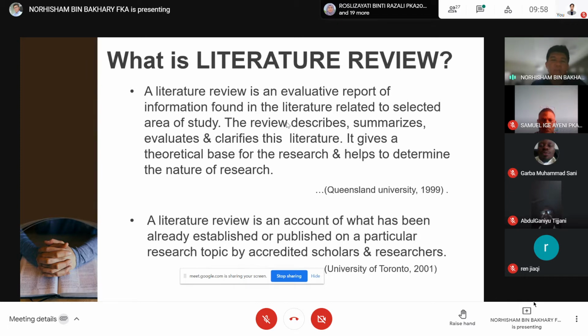Okay, so a literature review, based on Queensland University, they said what is literature review? A literature review is an evaluative report of information found in the literature related to a selected area of study. The review describes, summarizes, evaluates, and clarifies this literature. It gives a theoretical base for research and helps to determine the nature of research. That is their definition. And then University of Toronto, they said a literature review is an account of what has been already established or published on a particular research topic by accredited scholars and researchers. So basically, they are the same.